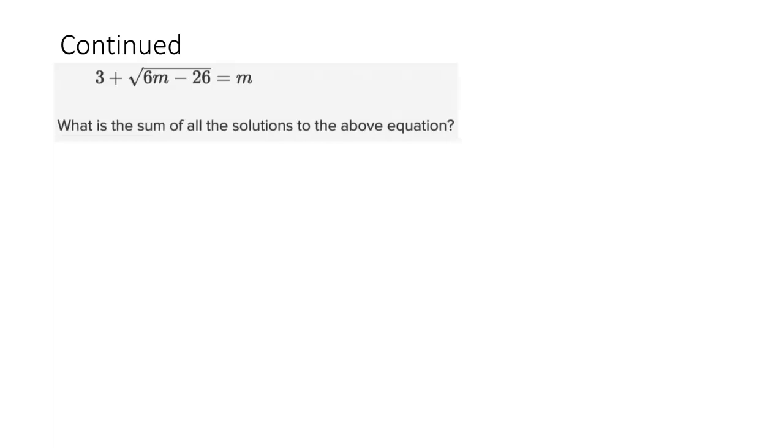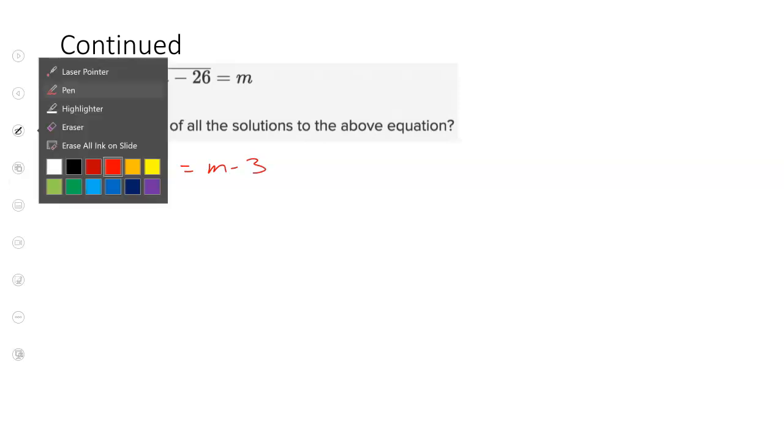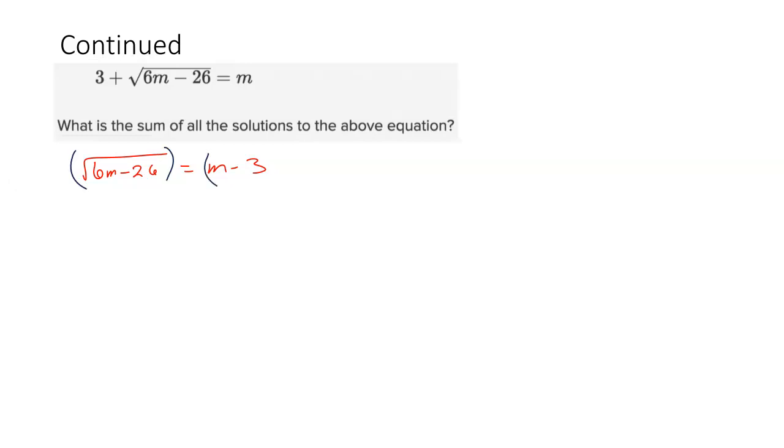We want to go ahead and we want to move 3 to the other side. So we have square root 6m minus 26 equals m minus 3. And then we can go ahead and square both sides. But remember that once we do this, we're opening up the possibility of extraneous solutions. So whatever answers we find, we still need to go back and double check them.